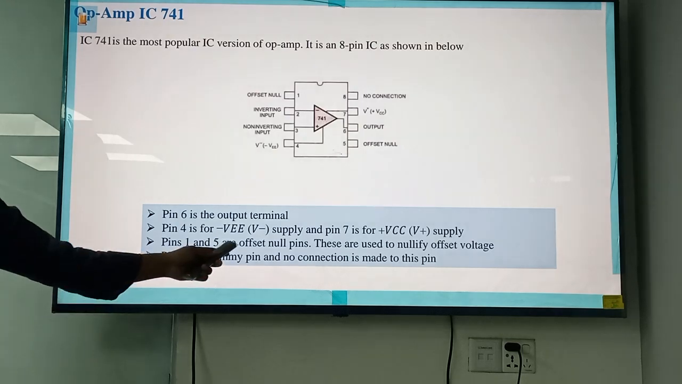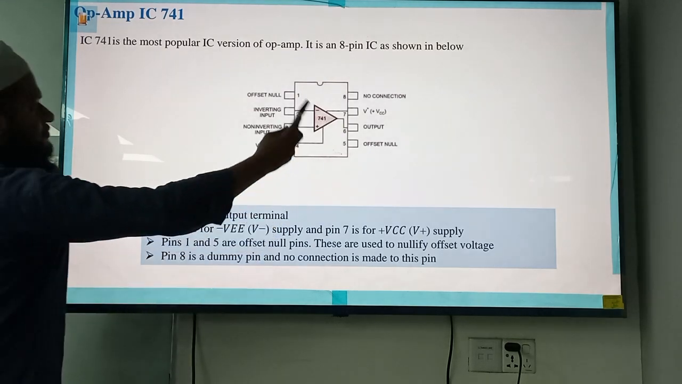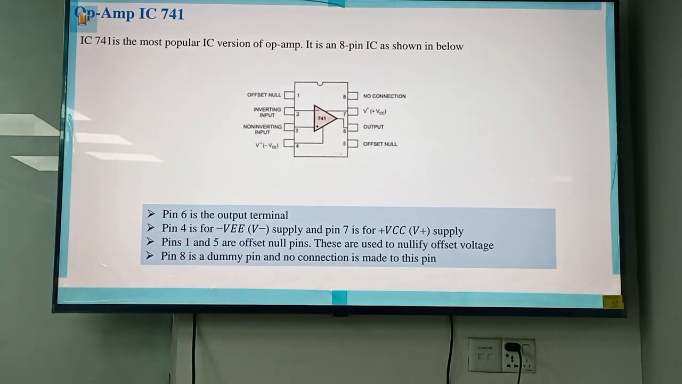Pins 1 and 5 are offset null pins, and these are used to nullify the offset voltage. What is offset voltage? We discussed this when we discussed the parameters of op-amp in the previous class. Pin 8 is a dummy pin, and there is no connection made to it. You do not need to connect anything here. So this is the basic pin diagram of IC741, the op-amp that we use a lot in the experiments we conduct in our lab.